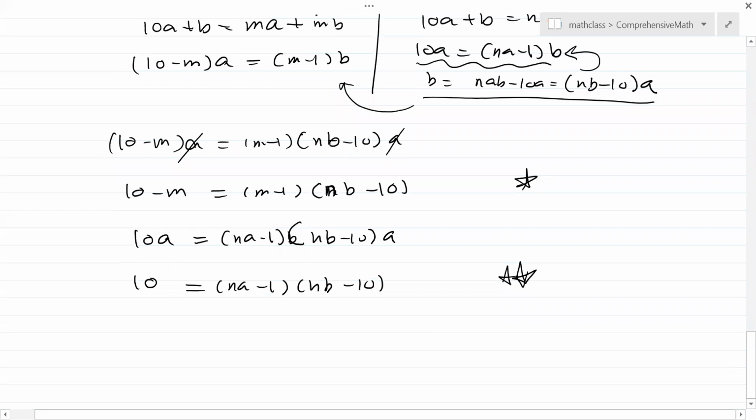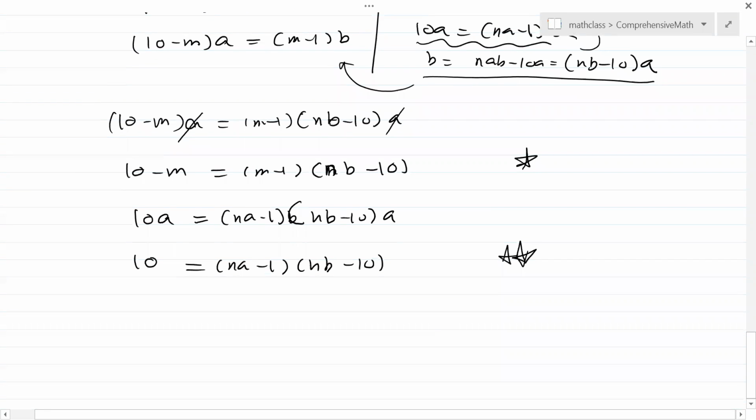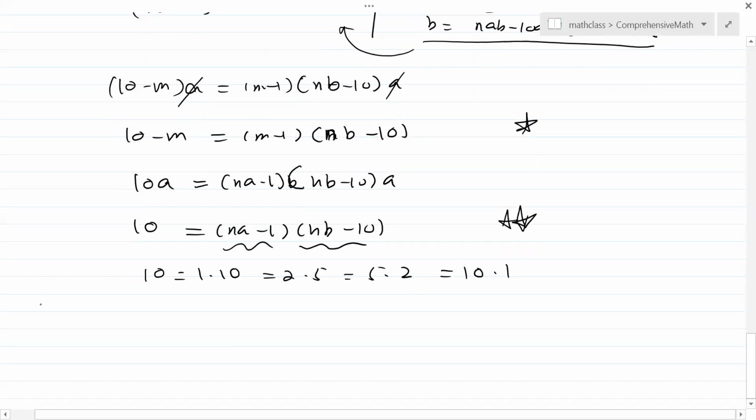Because you think about that, this is a product, 10, right? Then you have a product of these two numbers. So there are not many choices for these two numbers. How to multiply to 10, right? 10 could be 1 times 10, 2 times 5, 5 times 2, and then 10 times 1. Then you will work on each of the cases.